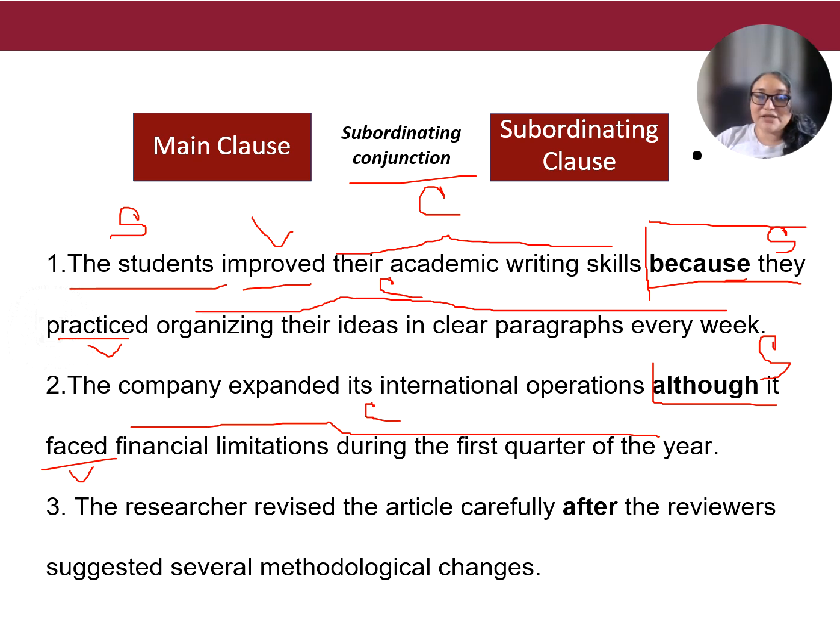So this is my subordinating clause or dependent clause. And then I have the main clause, the company, which is the subject, expanded, which is the verb, its international operations, which is the complement. In this example, the main clause, the company expanded its international operations, is a sentence that expresses a complete idea. That is why it is the main clause or independent one. While although it faced financial limitations during the first quarter of the year is going to be the subordinating clause because this sentence depends on the first one to express a complete idea.